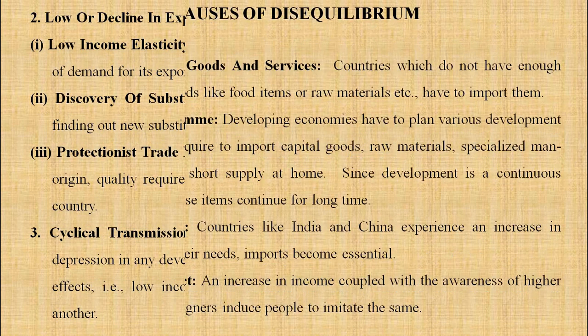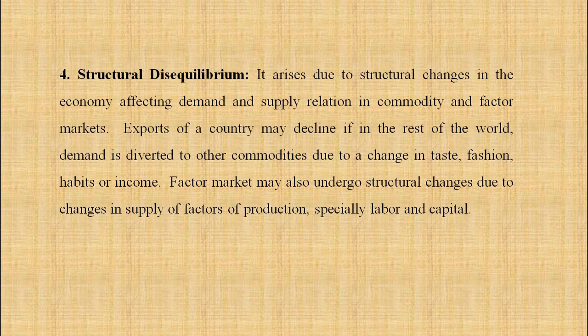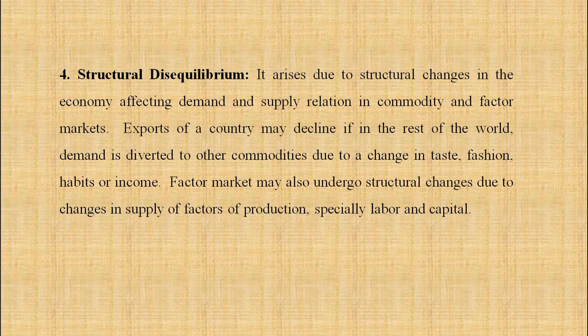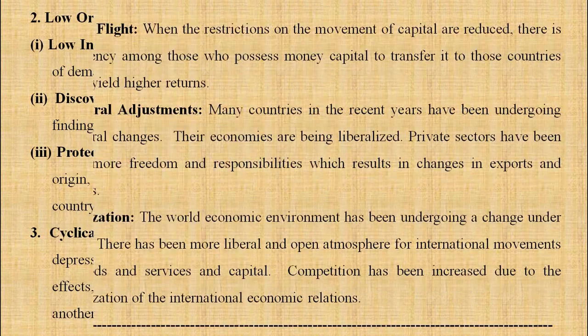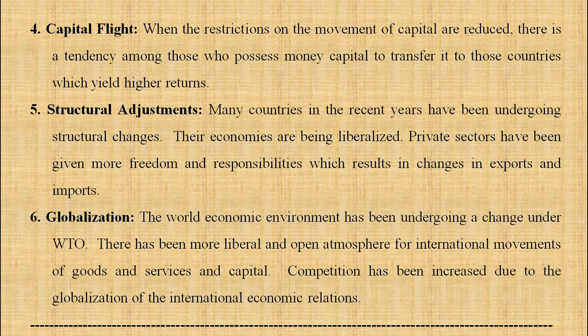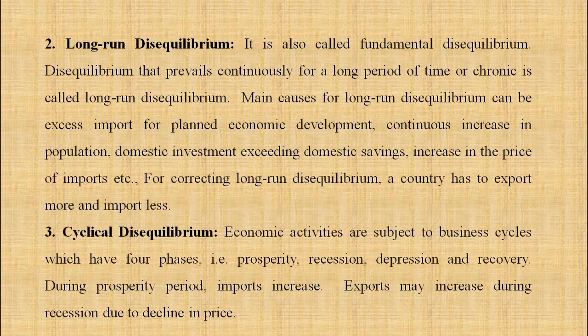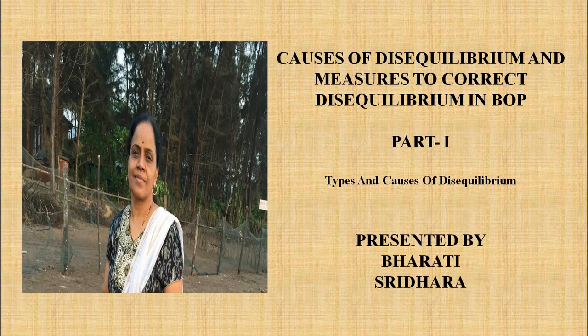Students, the question can be: explain the various types of disequilibrium. So there are 4 types of disequilibrium and the causes of disequilibrium that we discussed. So 6 causes of disequilibrium. So all the points you have to cover in that. This is very simple. You have to write the explanation in a proper way.